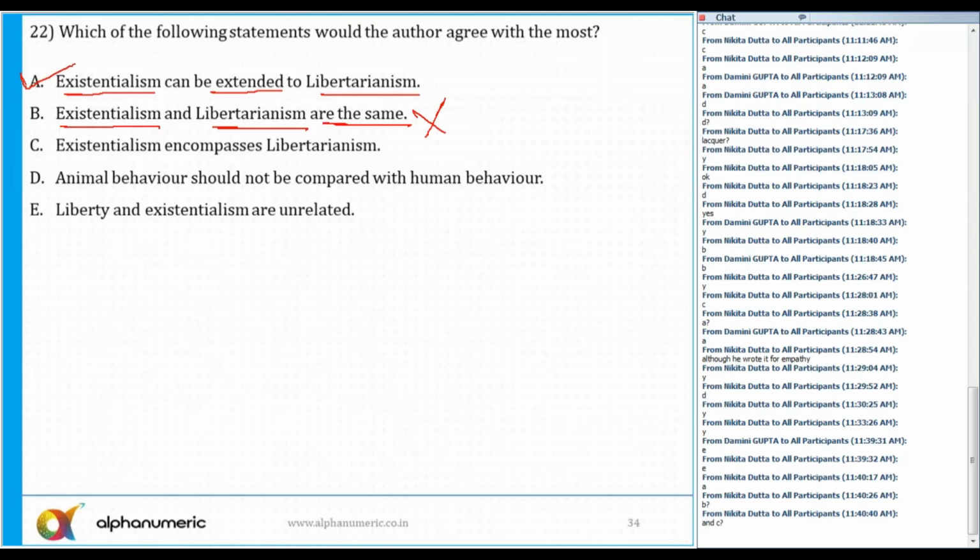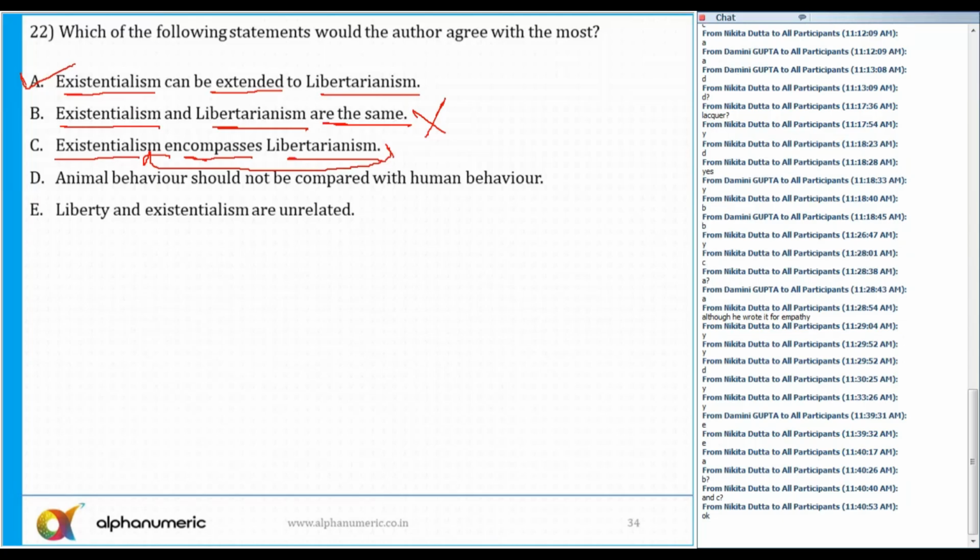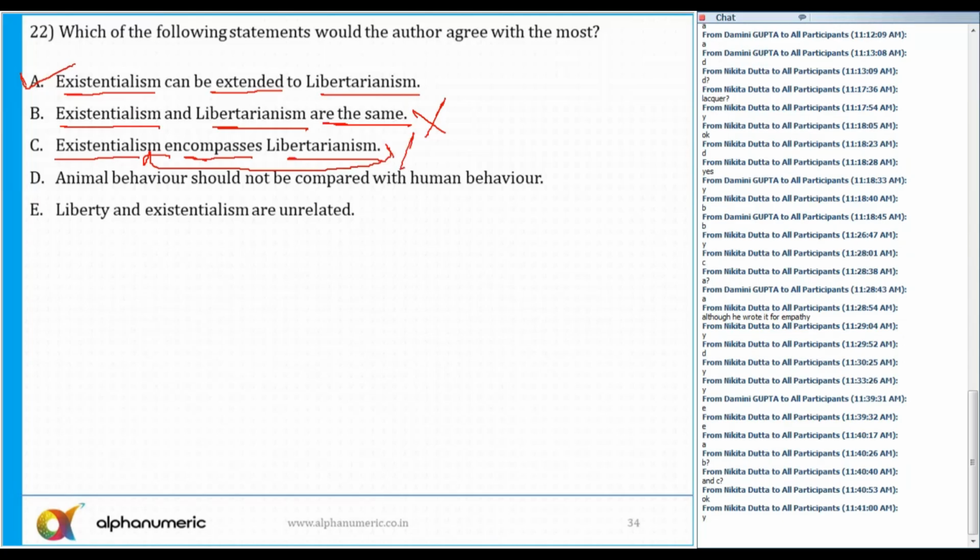Number C, existentialism encompasses libertarianism. Quite the opposite. Libertarianism encompasses existentialism. If libertarianism is an extension, that means it includes existentialism also. Okay, so number C is not going to be the answer.